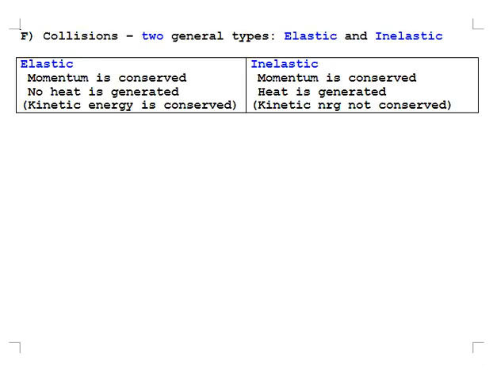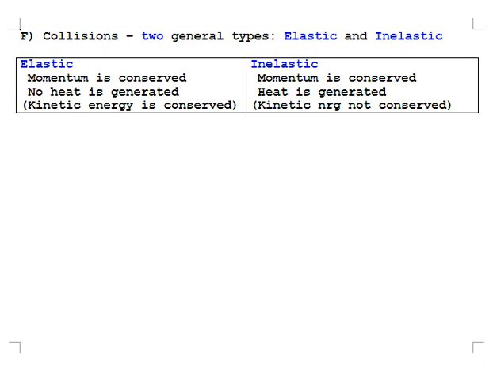Compared to an inelastic collision, momentum is still conserved. That's always the same, just like we learned in Chapter 5. Those rules don't change. But in an inelastic collision, you do generate some heat. So the kinetic energy is not conserved. If you look at the kinetic energy before the collision, it will not be the same as the kinetic energy after the collision. It'll appear that you've lost some kinetic energy, and you didn't really lose it. Some of the kinetic energy was transformed into heat and sound.